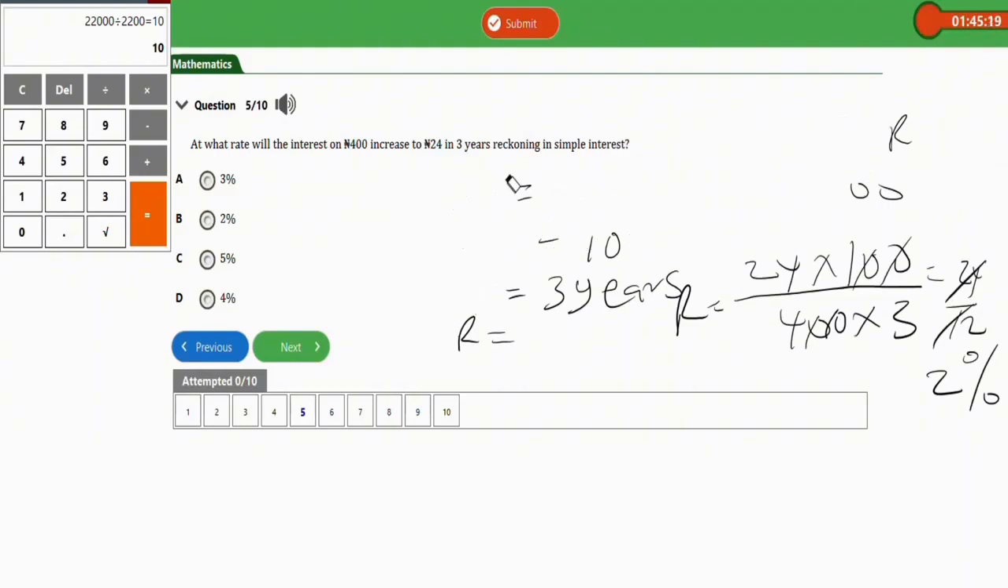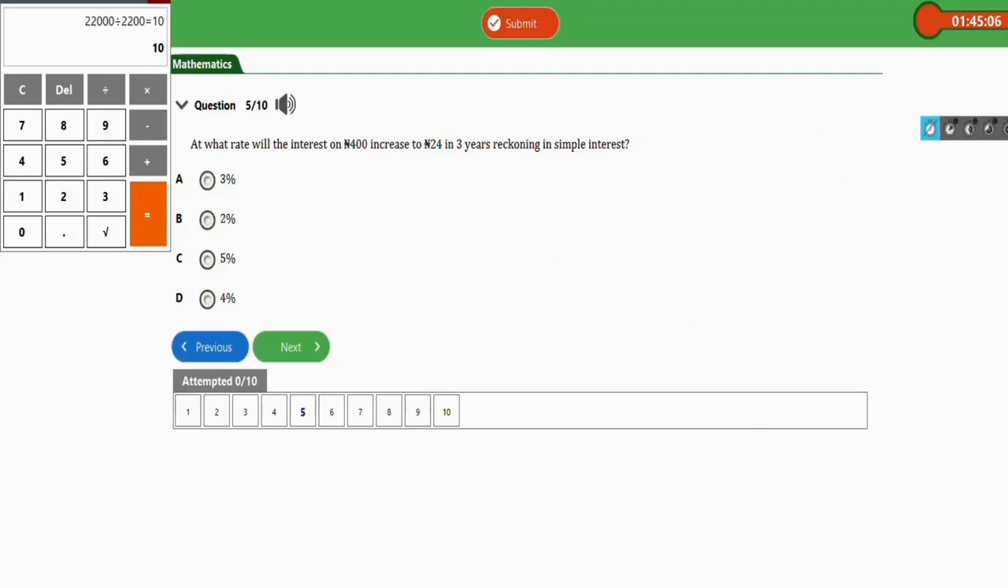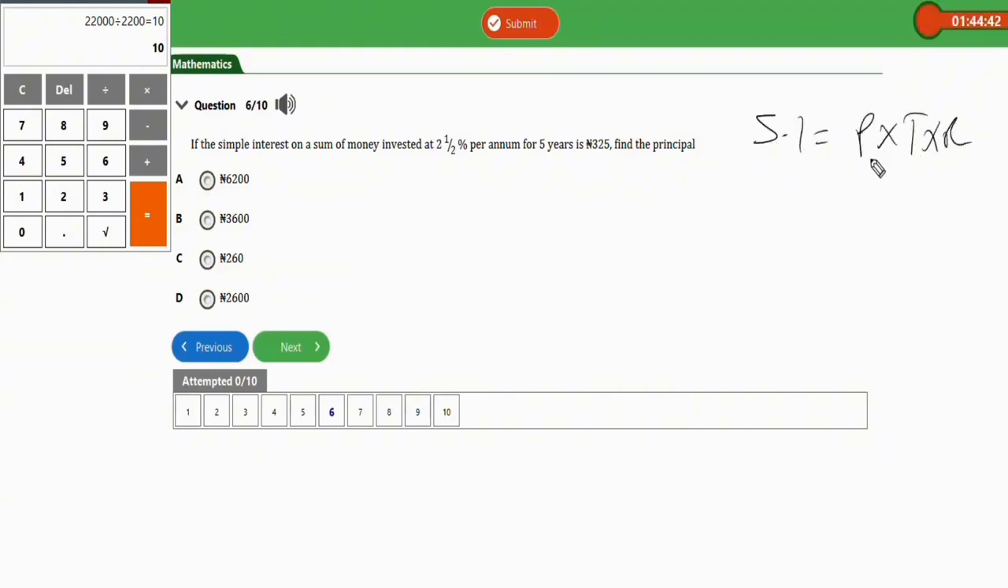This should be the fourth question. Let's go to the next question. Look at this question, guys. It says, if the simple interest on a sum of money invested at 2.5% per annum for 5 years is given, find the principal. From the formula, we have simple interest equals principal times time times rate over 100.